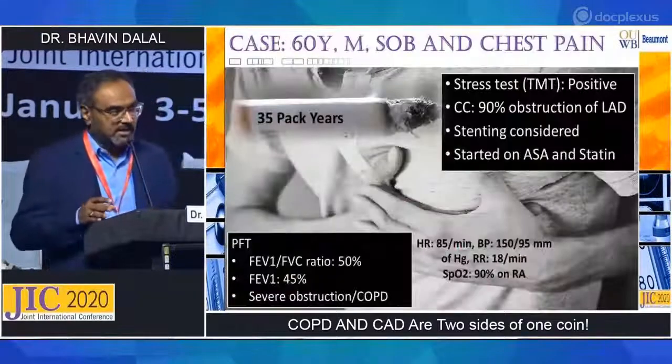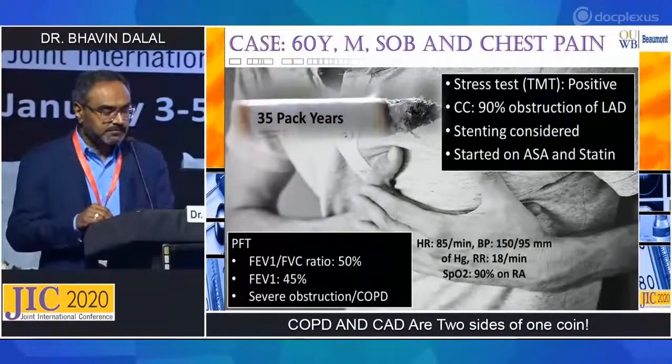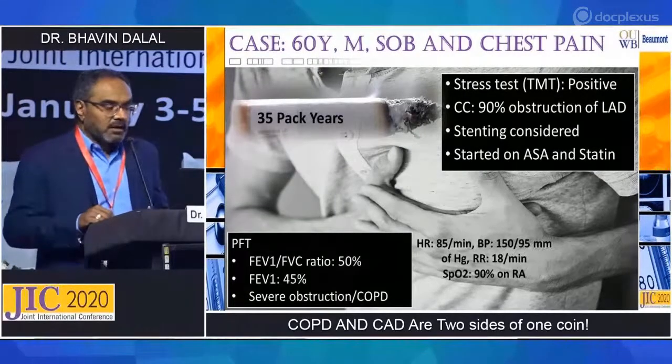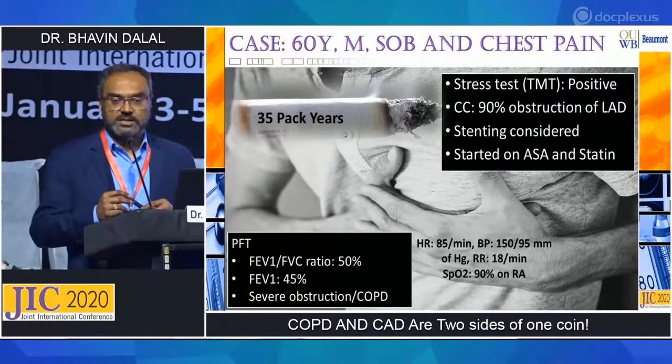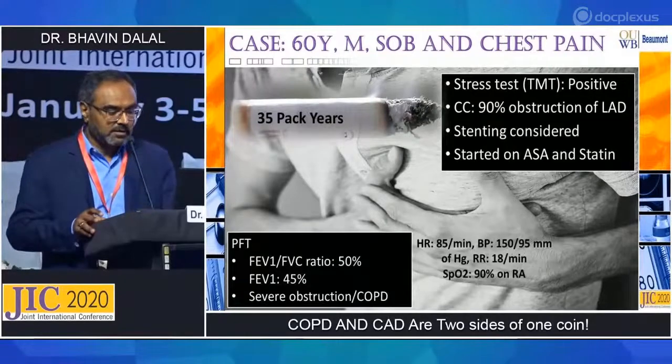I have this 60-year-old guy who has shortness of breath and chest pain. He has intermittent chest pain. He has a 35 pack year smoking history. His heart rate is 85, blood pressure is slightly elevated, 150 over 95. Respiratory rate is 18. The pulse ox is 90% on room air.